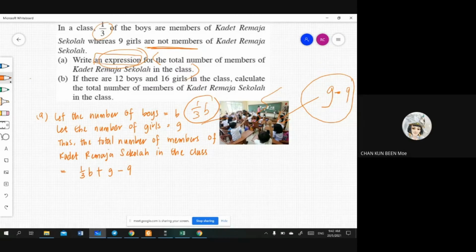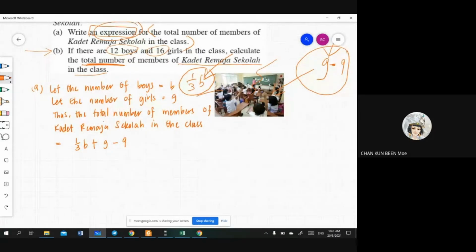So we carry on with the second part here. B, if there are 12 boys and 16 girls in a class, so we know exactly the value right now. We know the value of the boy. We know the value of the girl. Calculate the total number of members of Cadet Remaja Sekolah in the class. So what we do is we are going to substitute. Like the earlier example, we use the substitution method. Still remember what is the meaning of substitution? Penggantian. Yes, correct. Menggantikan nilai ke dalam variable.